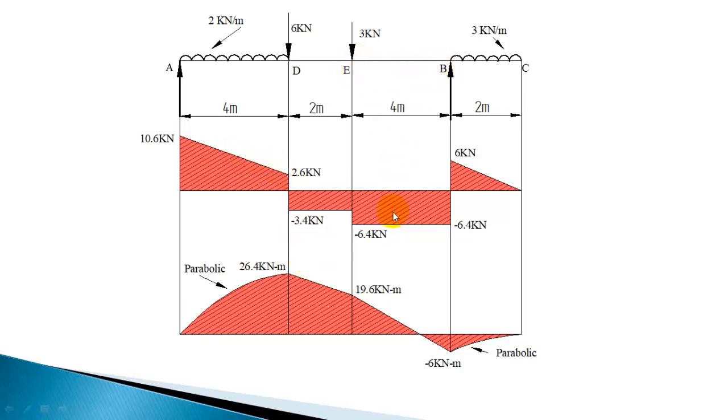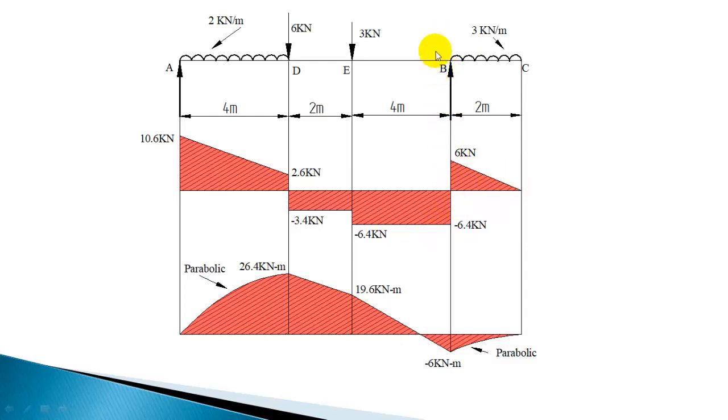Next, for the section EB it is minus 6.4, it is constant, so you can plot it by a horizontal line. Then at point B there is a change because a point load is acting. Immediately right of B you know it is 6. So that you can plot. For this section it is 6 to 0, a linear variation. So 6 to 0 is here.